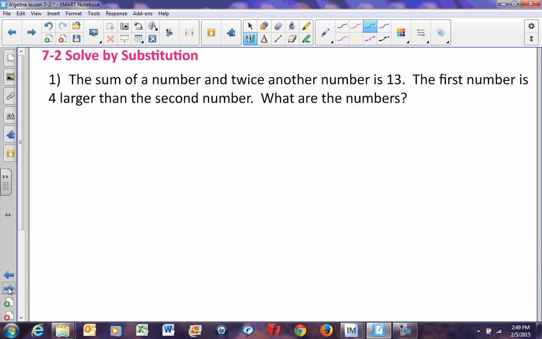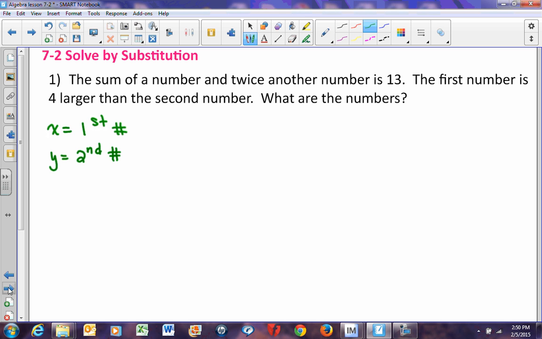Okay, let's take a look at some word problems. The sum of a number and twice another number is 13. The first number is 4 larger than the second number. Okay, not too hard. I have two numbers, so I'm just going to let x equal the first number, and I'm going to let y equal my second number.